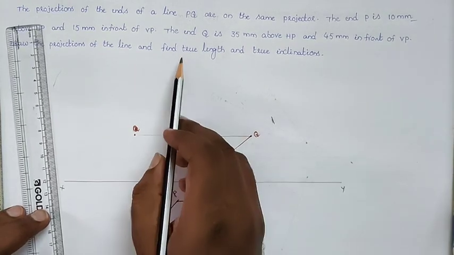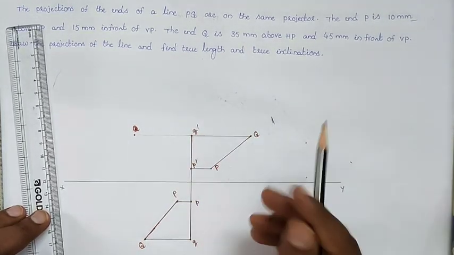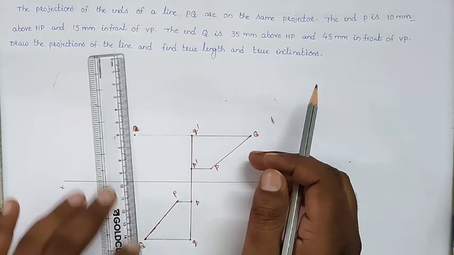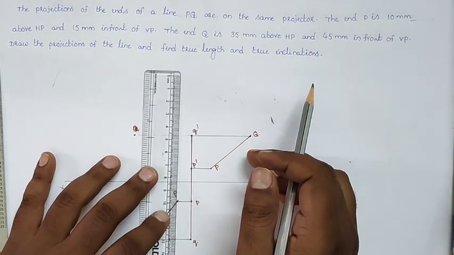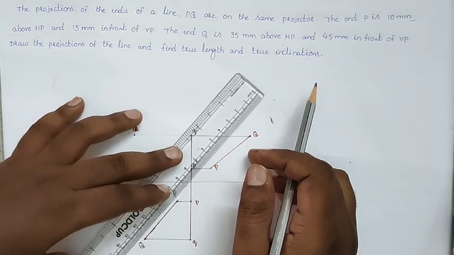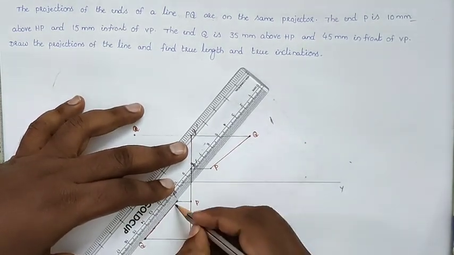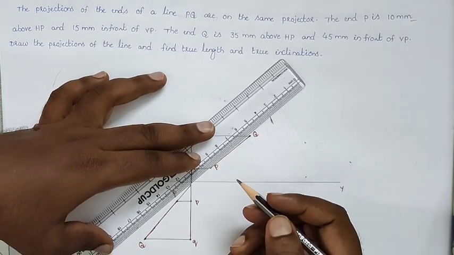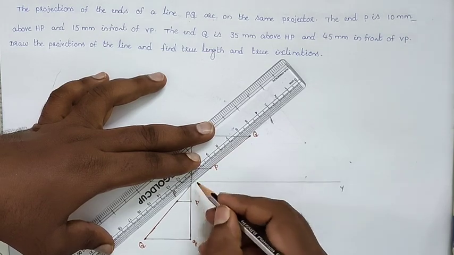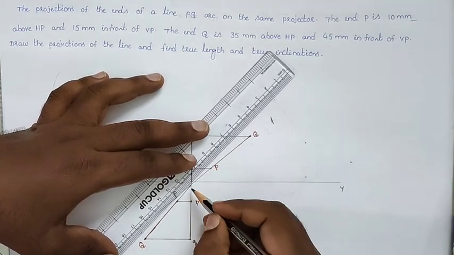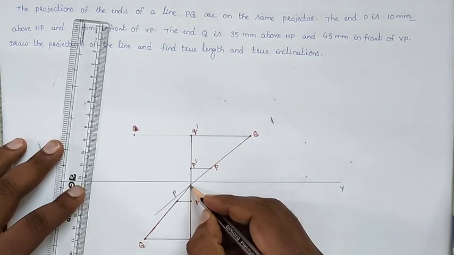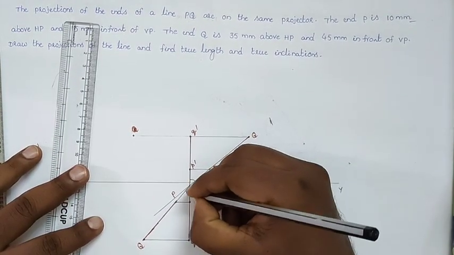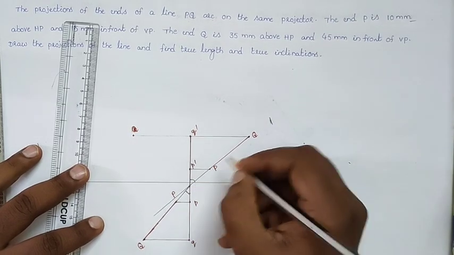What they are asking here is to find the true length and the true inclination. That means you can measure the PQ line length, and also you can find the true inclination. That means for the true inclination, just extend the PQ line up to the same generator, and this PQ line is also extended like that. So at that point, you can measure this angle, and this angle also you can measure.